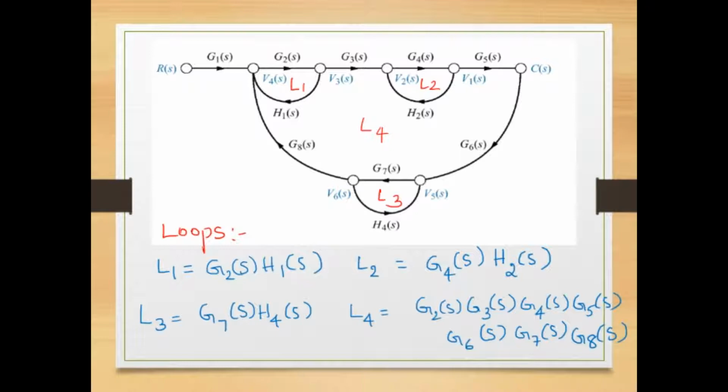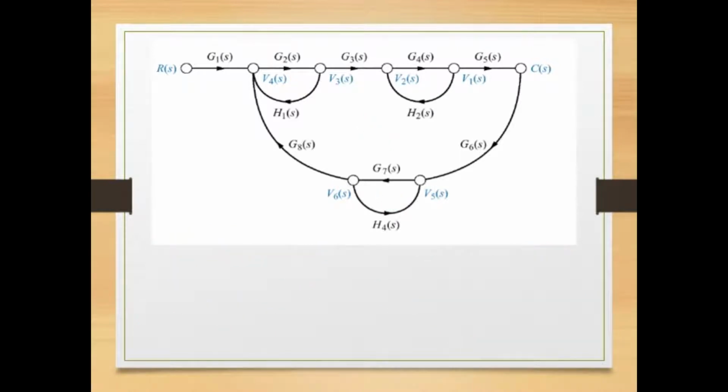Non-touching loops taken 2 at a time, non-touching loops taken 3 at a time, and 4 at a time. Taking 4 at a time is not possible with this particular signal flow graph. So we consider non-touching loops taken 2 at a time and 3 at a time. We had taken the loops as L1, L2, L3 and L4.